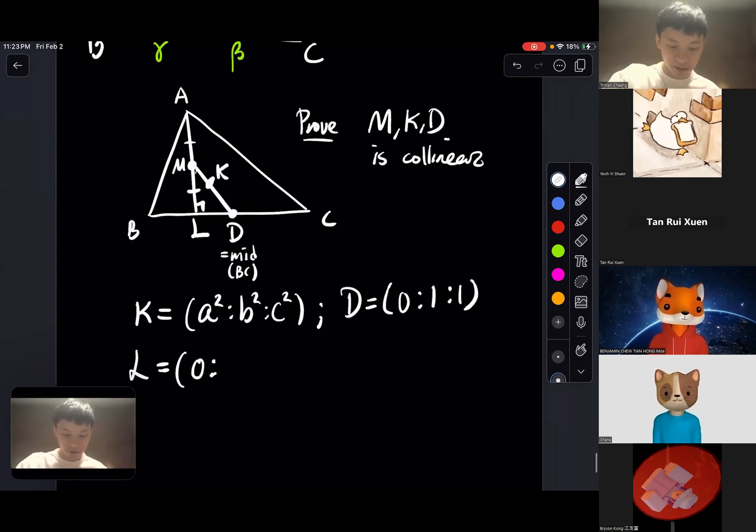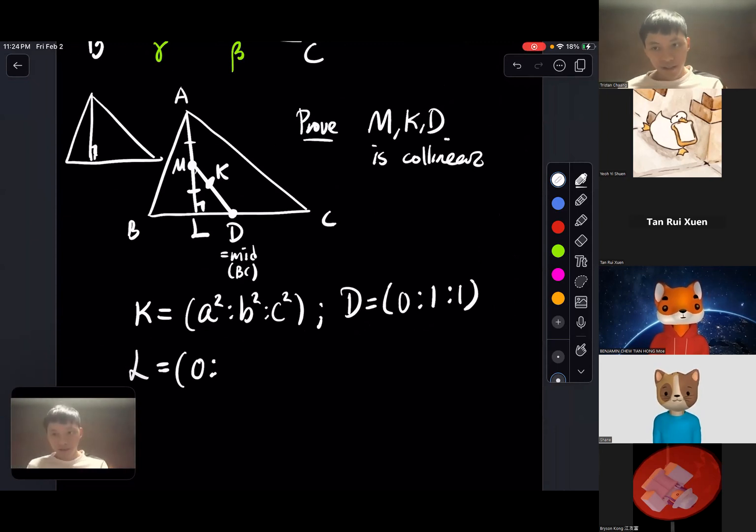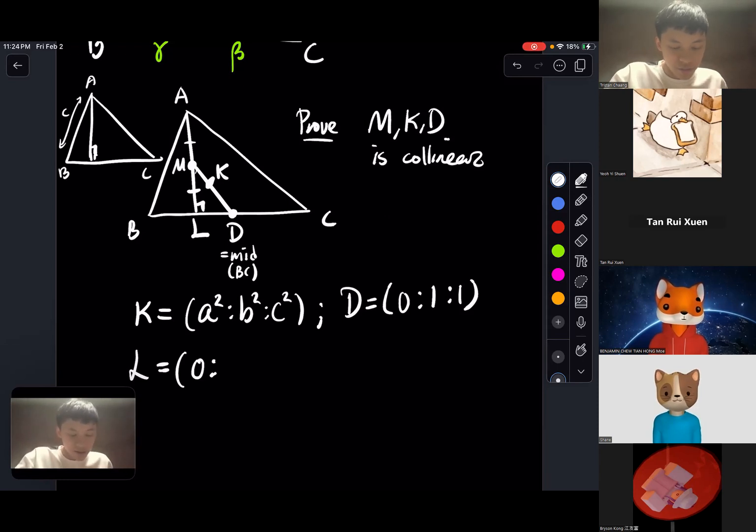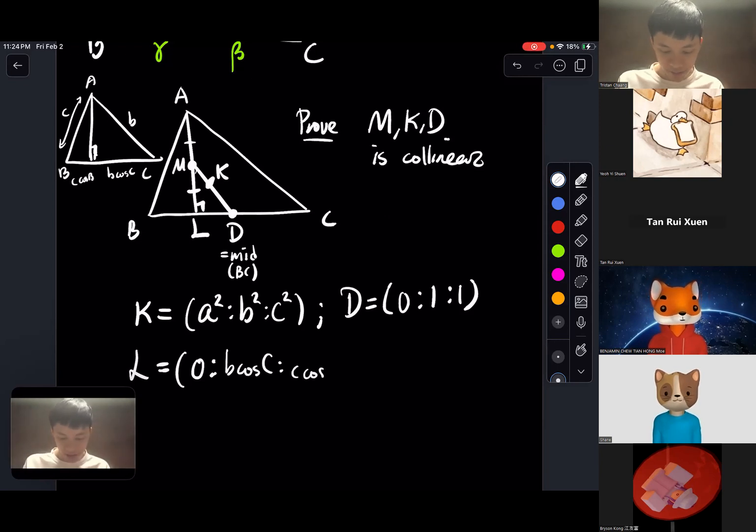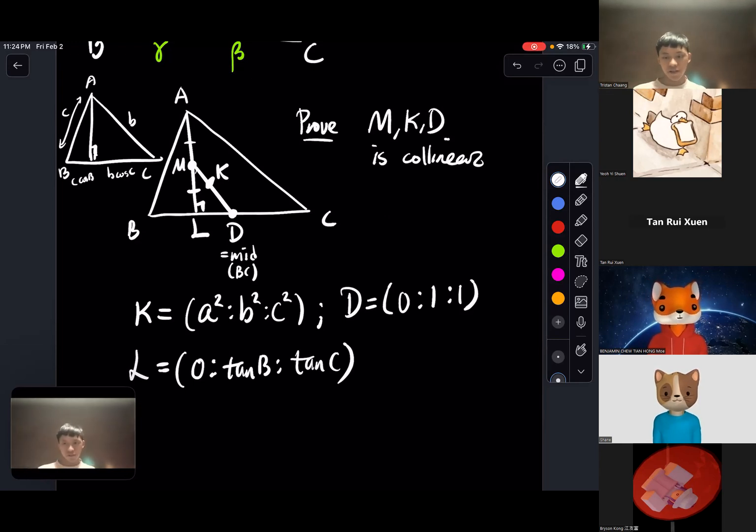And now let's use ratios again. Yeah, you can use that the altitude passes through H, so you can say L is the projection of H. So you can directly say it's 0, tangent B, tangent C. Or if you want to use ratios, this is C cosine B, and this is B cosine C. So that's going to be B cosine C, C cosine B, and then use the sine rule so that now you can get sine B over sine C. Sorry, tangent B over tangent C. Alternatively, you can project H to BC. So anyway, L is this.